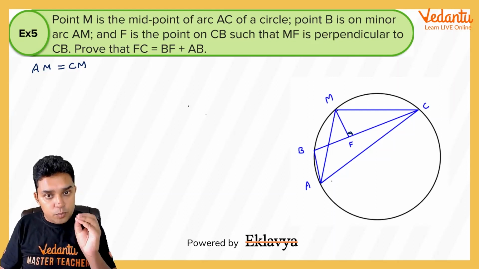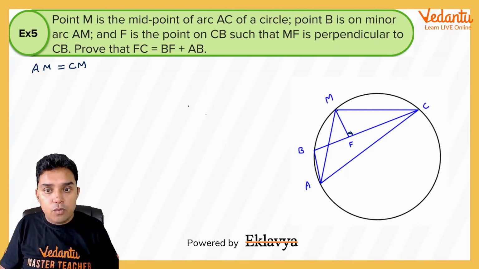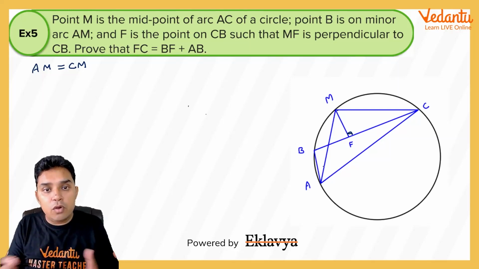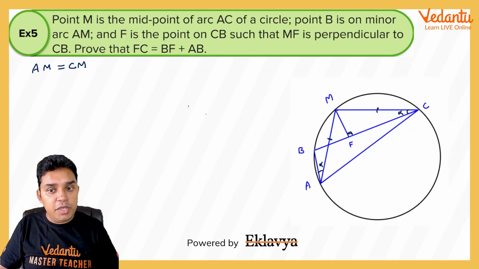Okay, now to prove this, I will do some construction, but let us understand what are the things that we already know. So we know that AM length is equal to CM length. Okay, and this angle here, let us call this alpha. So this angle will also be alpha because this angle is subtended by the arc BM on A and on C in the same circle. So these two angles are equal.